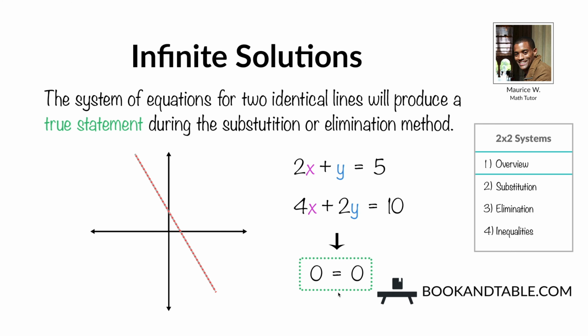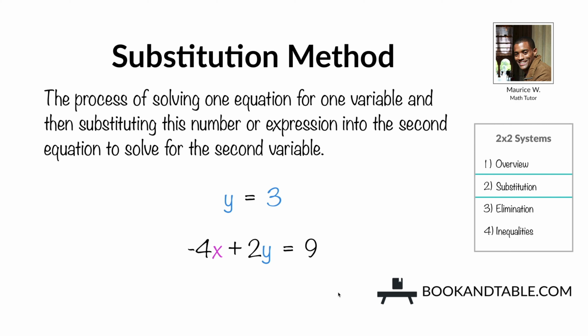So keep those in mind, and now we can jump into the substitution method. The substitution method is the process of solving one equation for one variable and then substituting this number or expression into the second equation to solve for the second variable. So let's start off with this example.